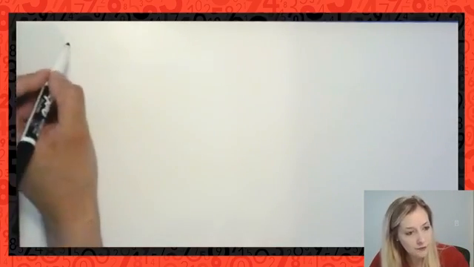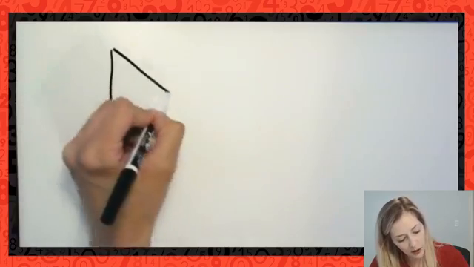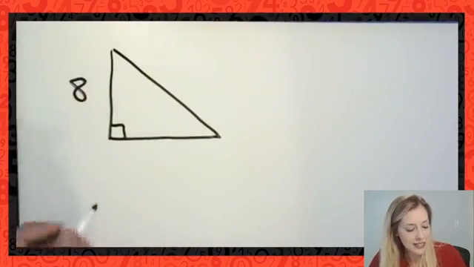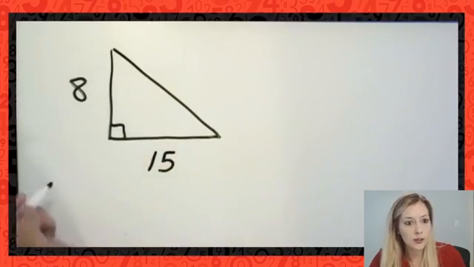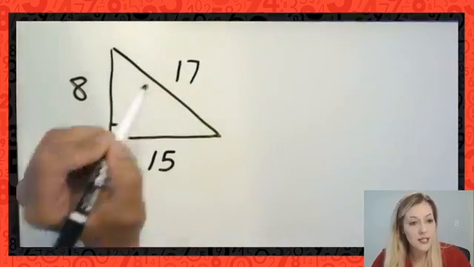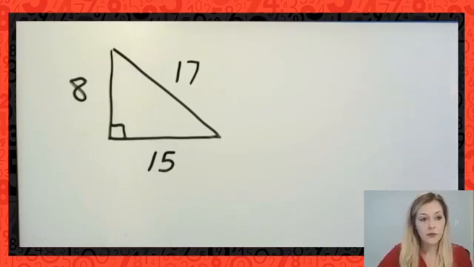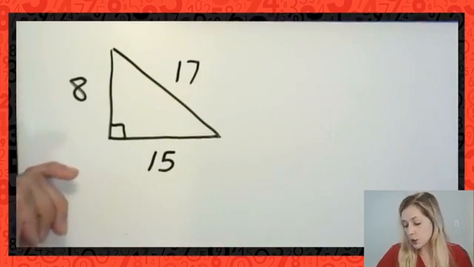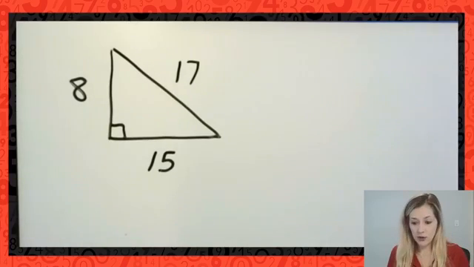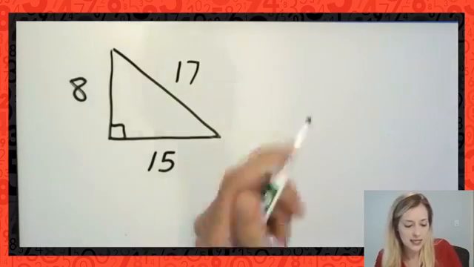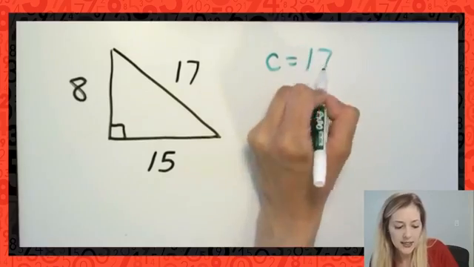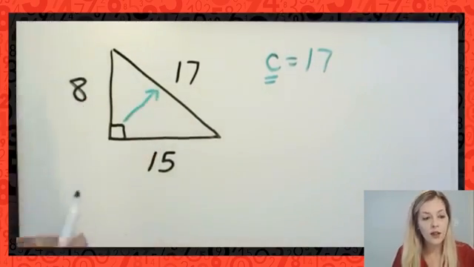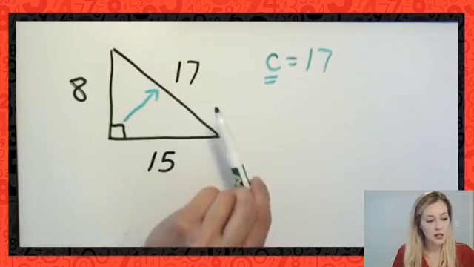So let's say I want you to find a, b, and c. I'm going to give you a triangle. It is a right triangle. I'm going to tell you that this leg is equal to 8, this leg is equal to 15, and this hypotenuse is equal to 17. If I were to prove the Pythagorean theorem on this right triangle, I would be able to absolutely say that my c is equal to 17 because c is always my hypotenuse. And my hypotenuse is always opposite my right angle, so c is absolutely equal to 17 here.